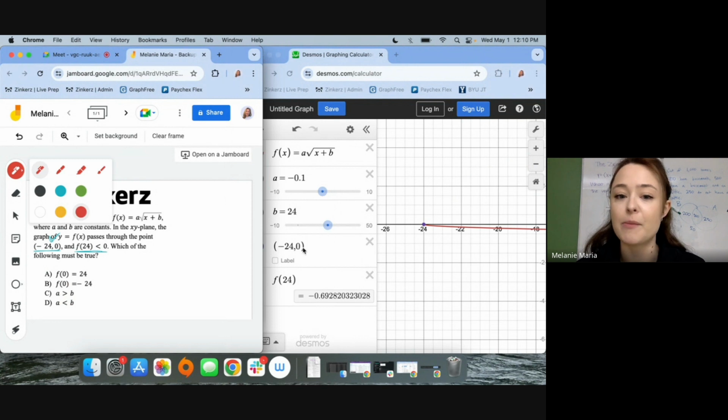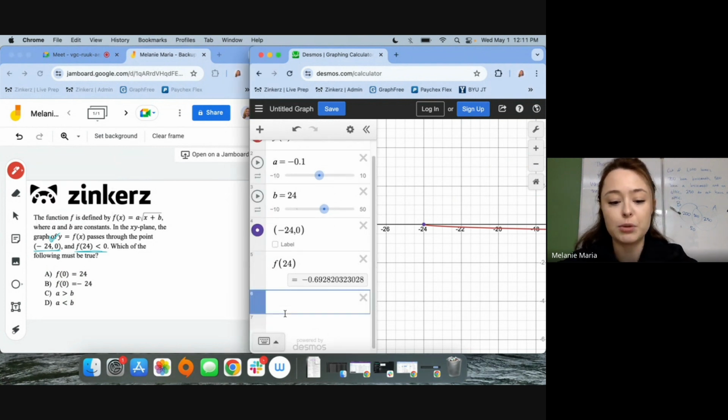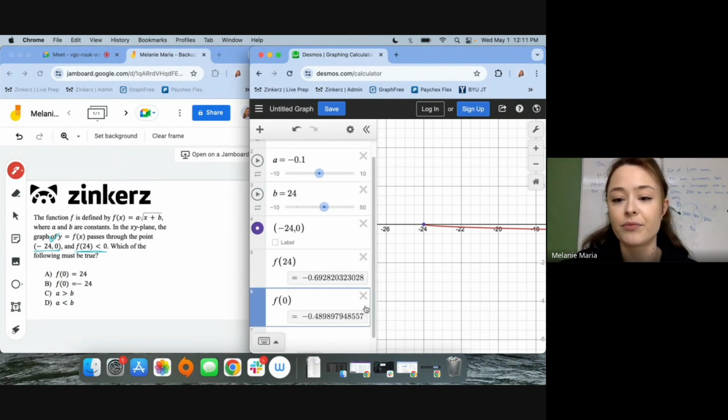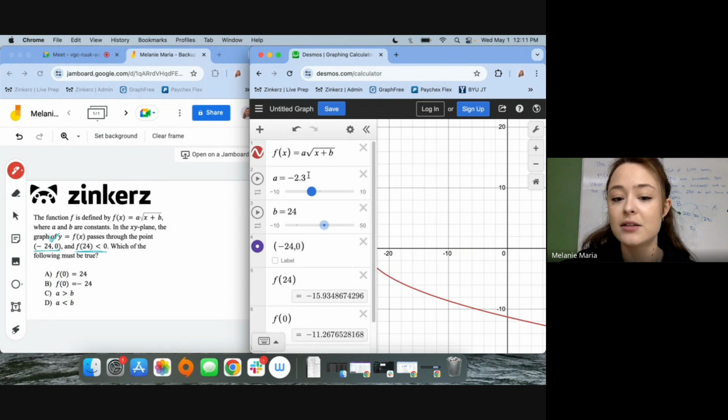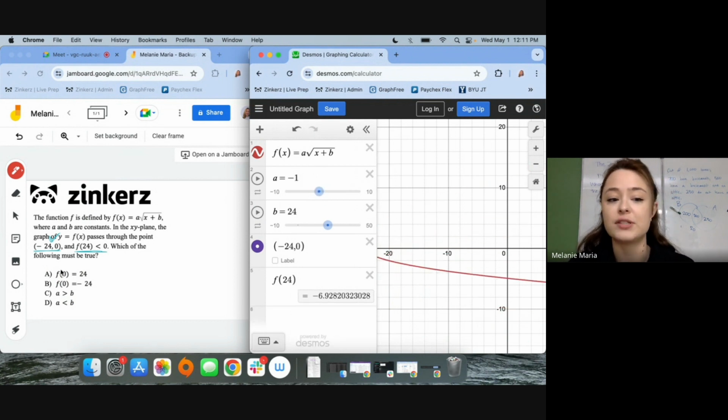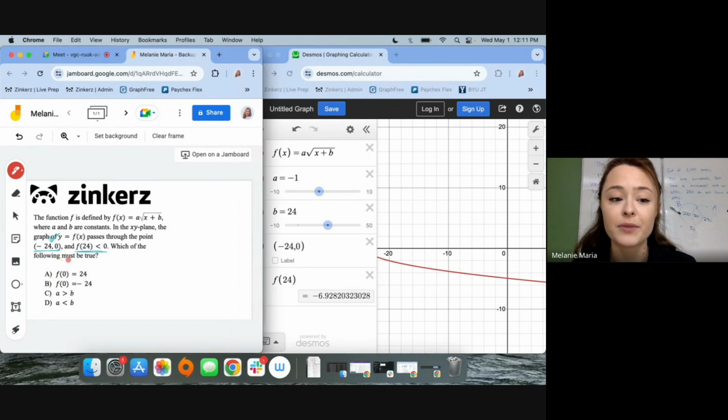Based on these constraints here, based on my value of a and my value of b, do I know that f of 0 is equal to 24? Well, I don't know. Let's plug in f of 0. I know that that's not true. There's going to be no way to move this value of a to get it equal to exactly 24. And we know that doesn't necessarily have to be true as well, right? So again, the question's asking which of the following must be true. This does not have to be true. So I know that A is not going to be correct.